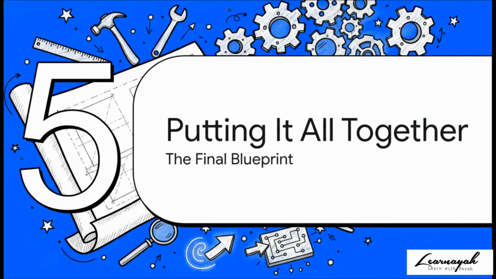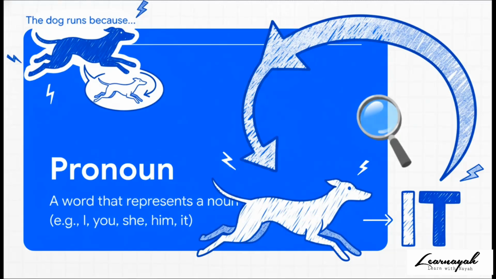All right, we've got almost all our tools out on the table, so let's put it all together, add one final piece for efficiency, and then take a look at our final blueprint. And that final piece is the pronoun. Pronouns are fantastic shortcuts. They represent a noun so you can avoid repeating yourself over and over. Instead of saying, the dog runs because the dog is fast, you can just say, the dog runs because it is fast. So much smoother.